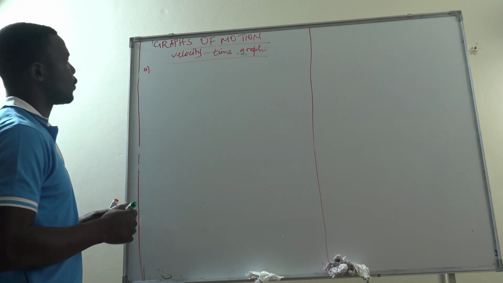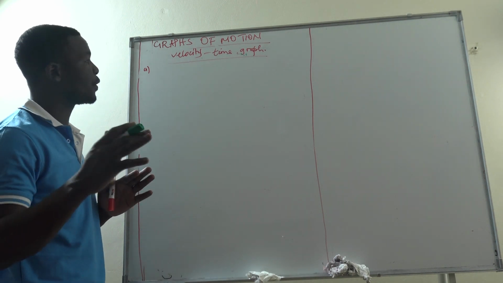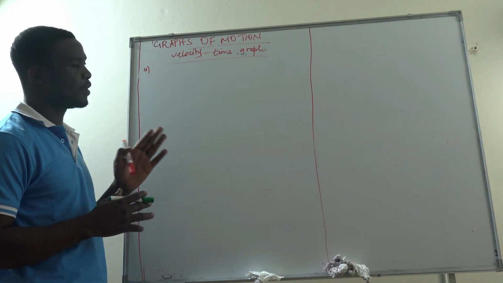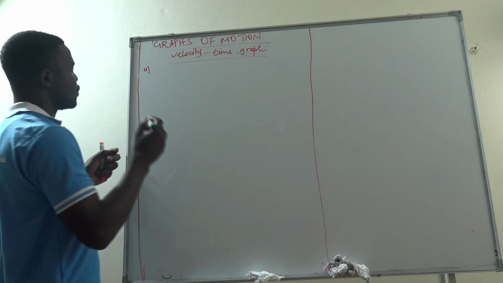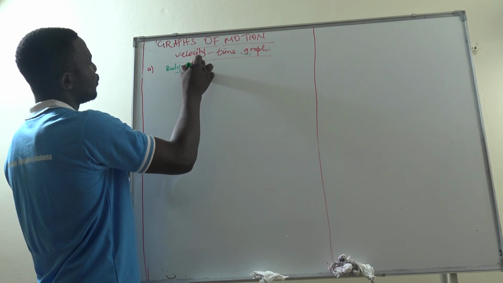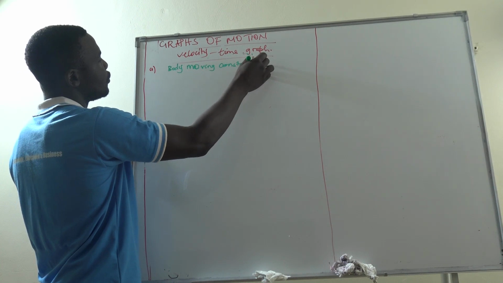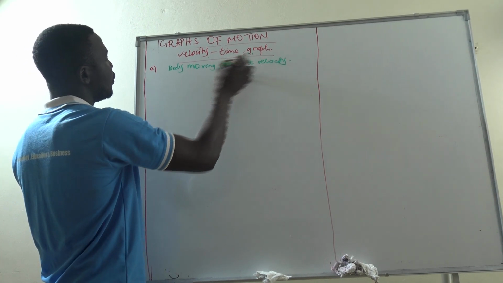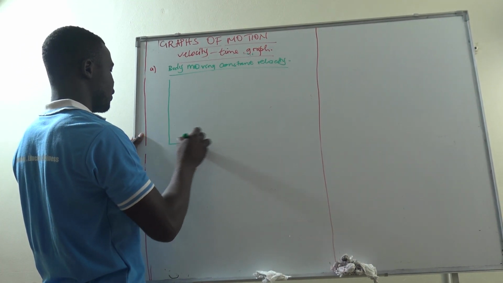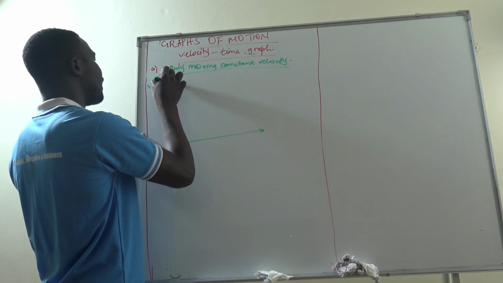When we say velocity time graph, it is a plot of velocity on the y-axis against time on the horizontal axis. Now, under this case, we are going to look at the different scenarios of velocity time graphs. Now, let's begin with the body moving with constant velocity. When a body is moving with a constant velocity, and we happen to plot a graph of velocity against time.